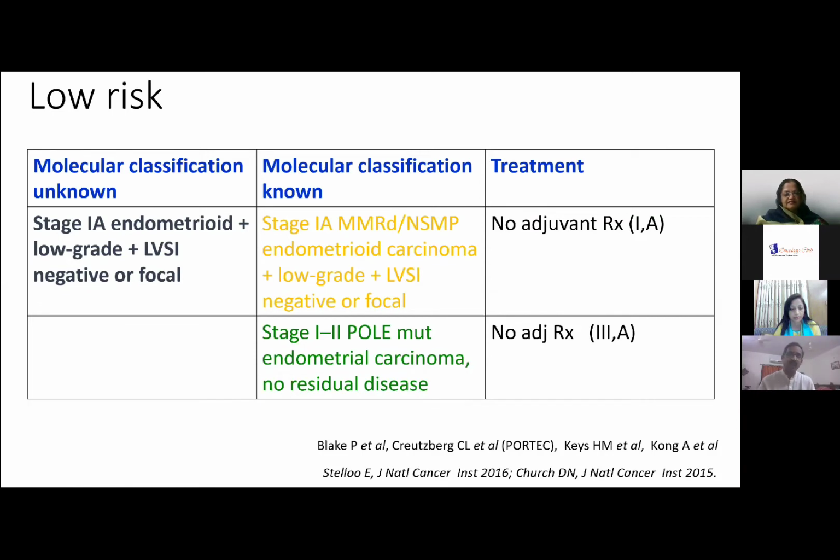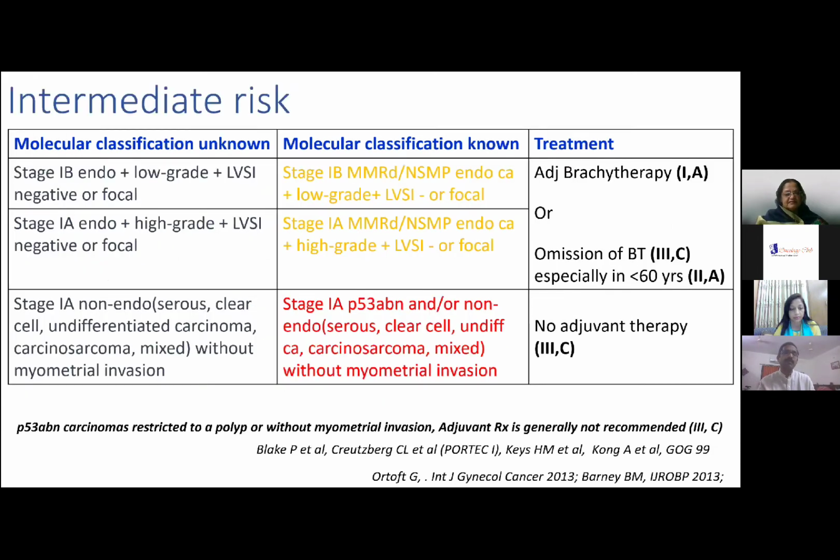And this is based on MRC STAC and PORTEC-1 trial. For intermediate risk group, which consists of stage 1B, low grade, LVSI negative, or stage 1A, high grade, LVSI negative, or stage 1A, type 2 histology without myometrial invasion, these patients can be offered adjuvant brachytherapy with the level of recommendation being level 1 evidence, grade A. And this again comes from the PORTEC-1 as well as GOG 99 study.